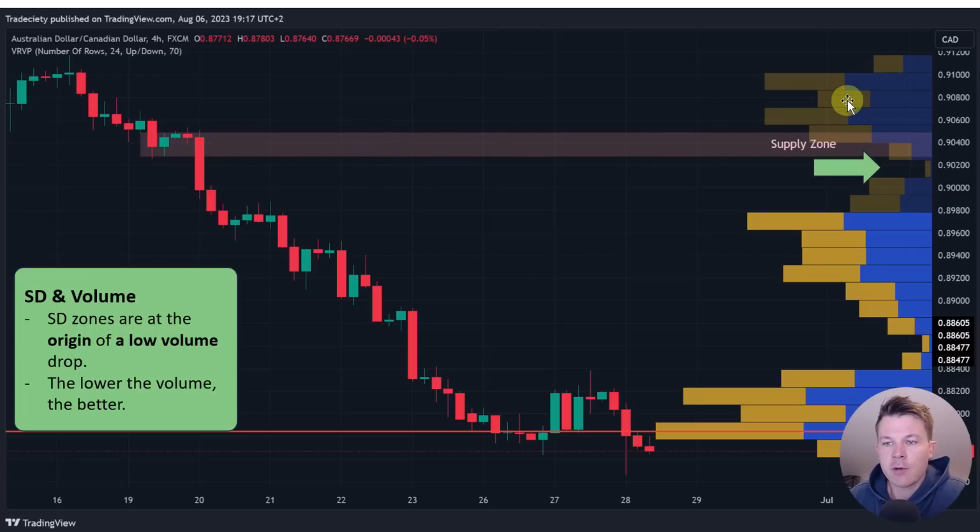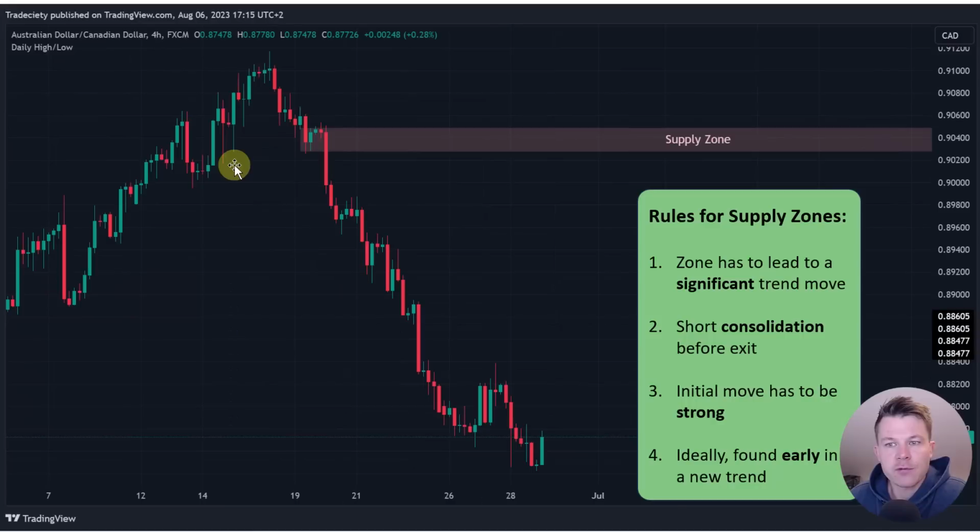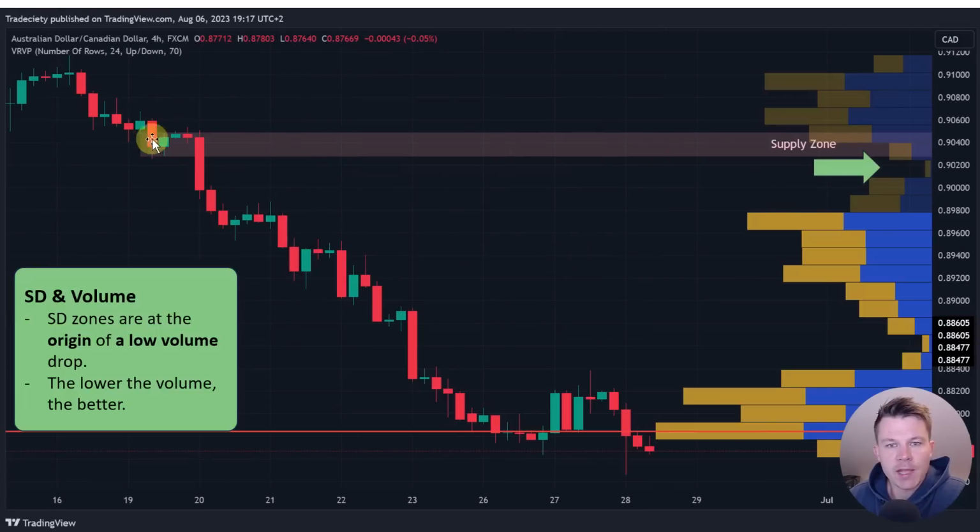So when we look here at the volume profile, you can see this really small volume peak. Well, no, it's not a peak, but it's a very small volume drop-off after this large volume here. And you can see that at the origin of this volume drop, this is where you find your supply zone. And everything that we have been looking for, the 3 rules, is also present here. So we have the big drop, we have the small consolidation, it's early on in a trend, and it's a violent breakout. And we have this significant drop-off in volume.